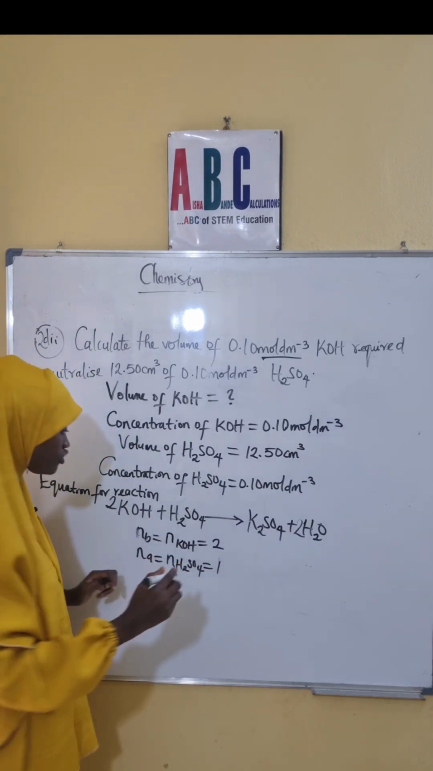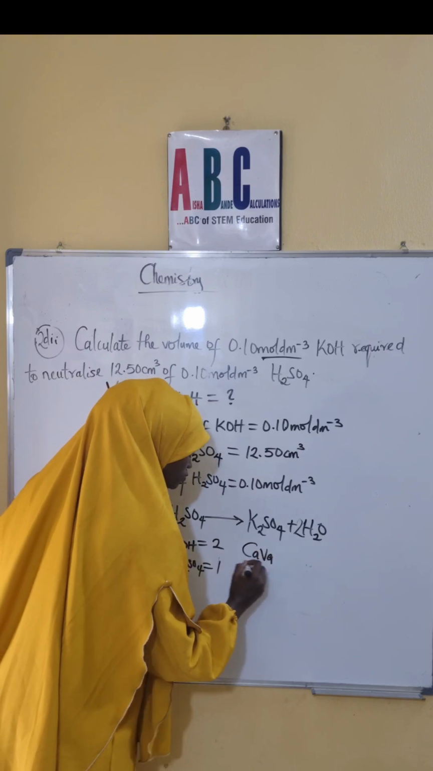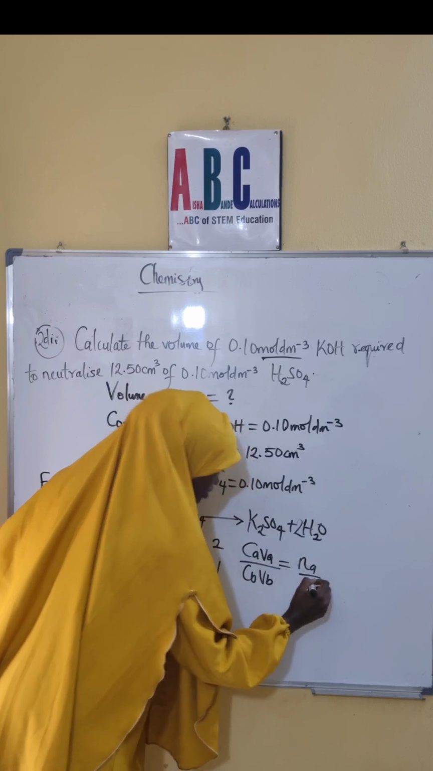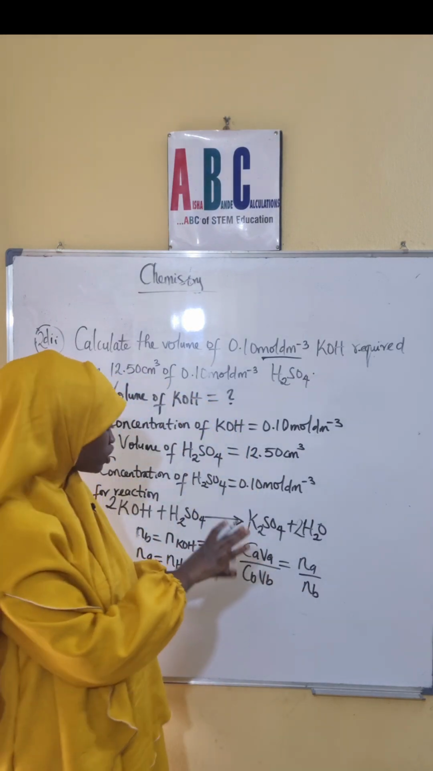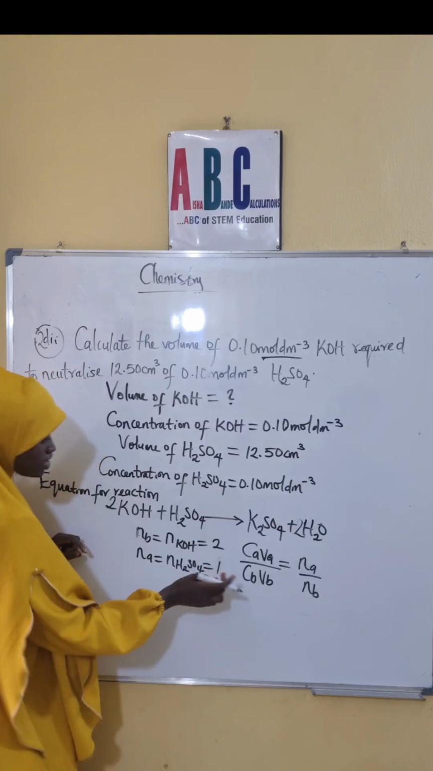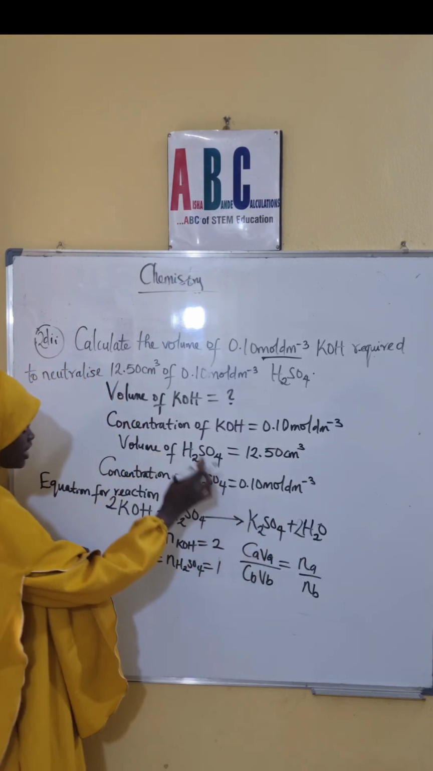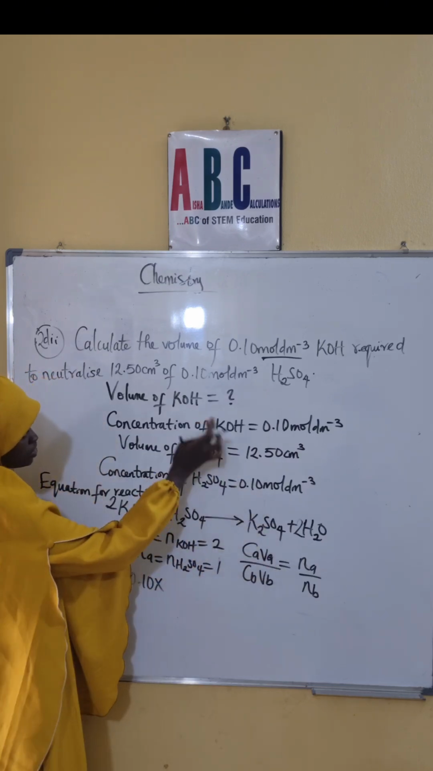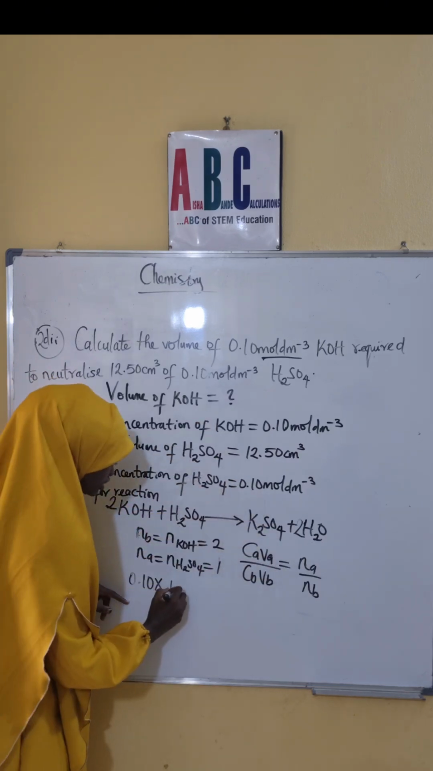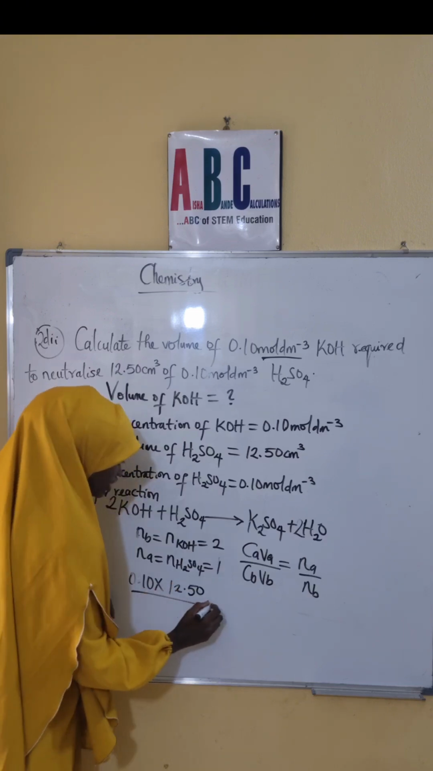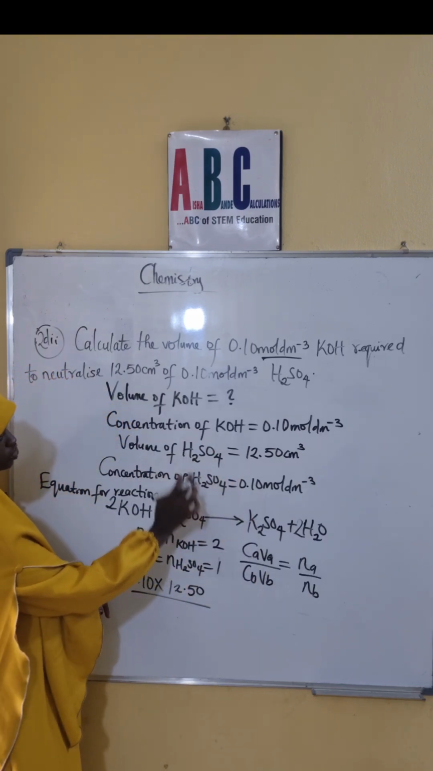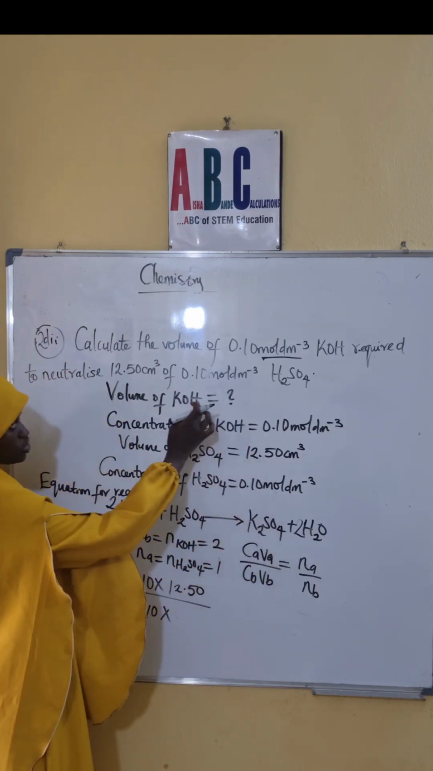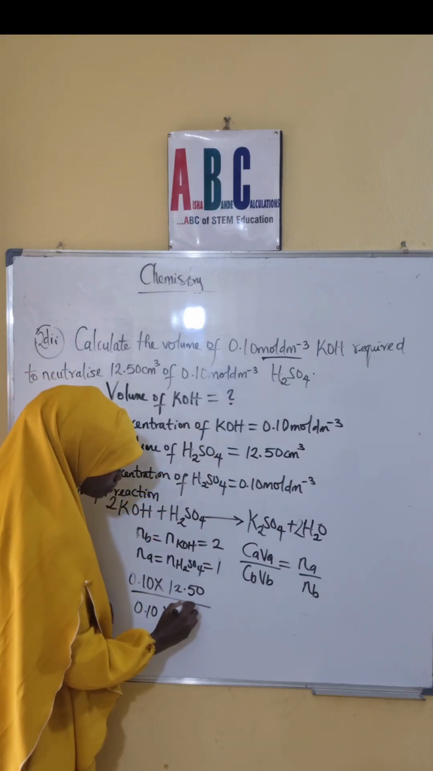Now we're going to use the formula which says CAVA over CBVB is equal to nA over nB. At this point, all we need to do is substitute, simplify and get the final answer. So we have CA, the concentration of the acid, which is 0.10, multiplied by the volume of the acid, the volume of H2SO4, which is 12.50, divided by the concentration of the base, the concentration of potassium hydroxide, which is 0.10, times the volume of the base, the volume of the potassium hydroxide, which is the unknown.